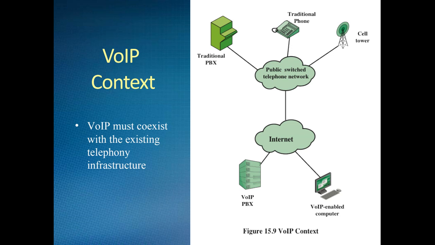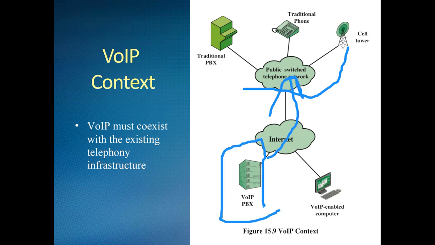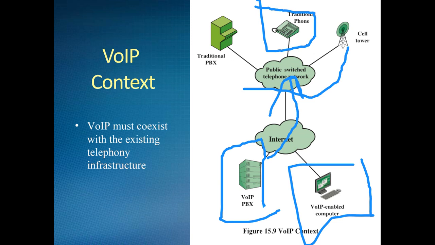Here we have a traditional private public switched telephone network. If I want to use VoIP, I need a VoIP PBX connected through the internet to my public switched network. So from VoIP, I can talk to the normal landline. But your telecom provider should allow you also. Do you know any VoIP applications, like Skype? You can use Skype to call Skype, but can you use Skype to call a landline? You have to have some permissions.